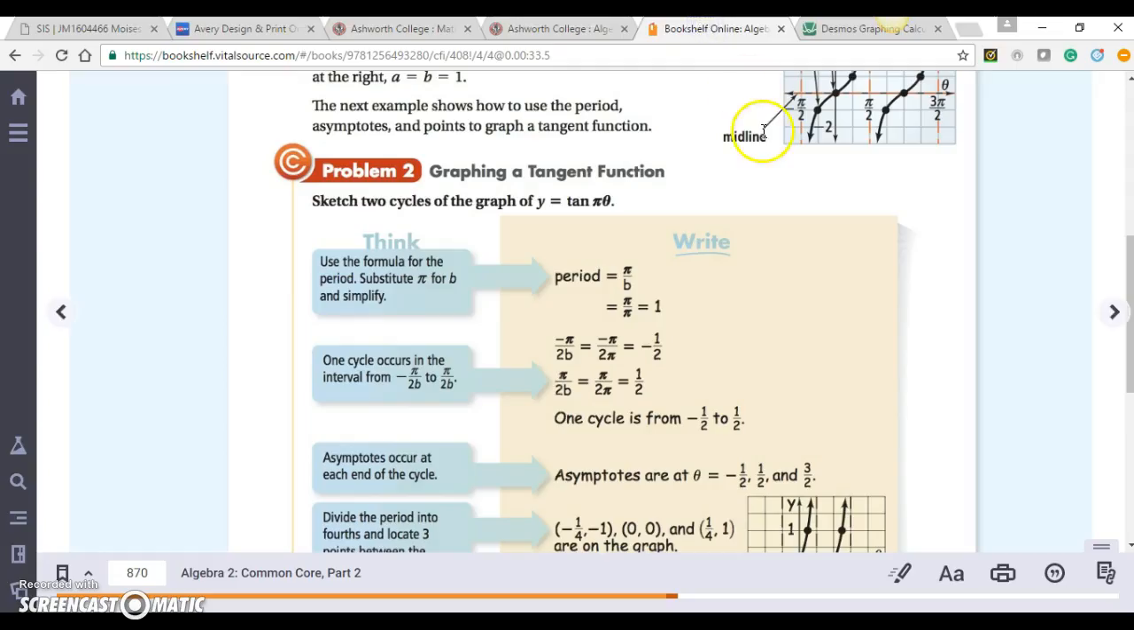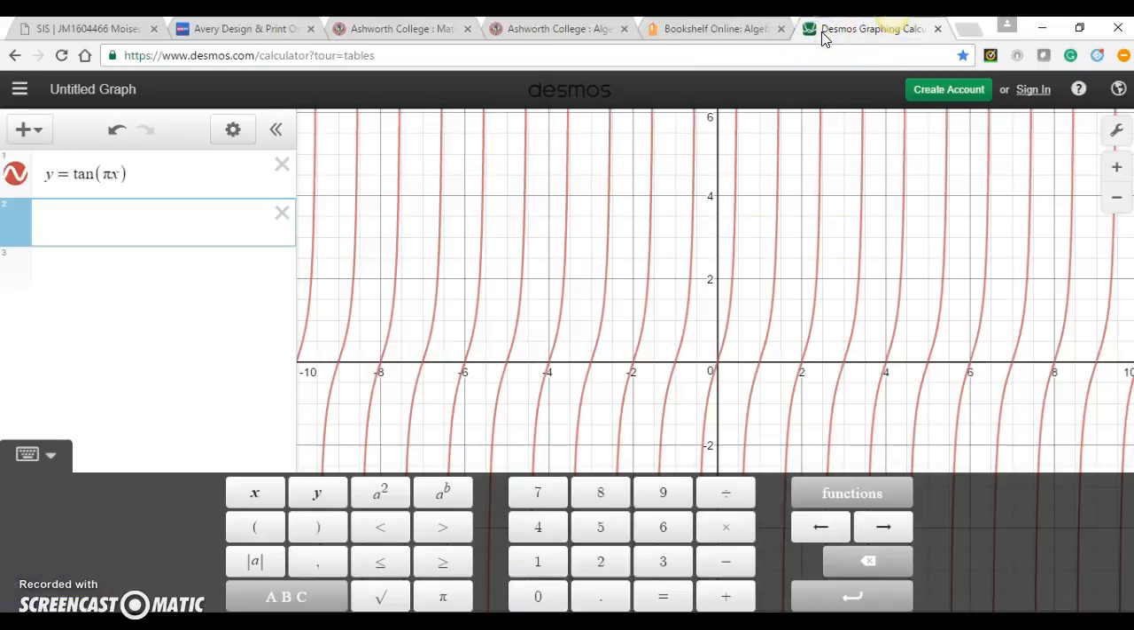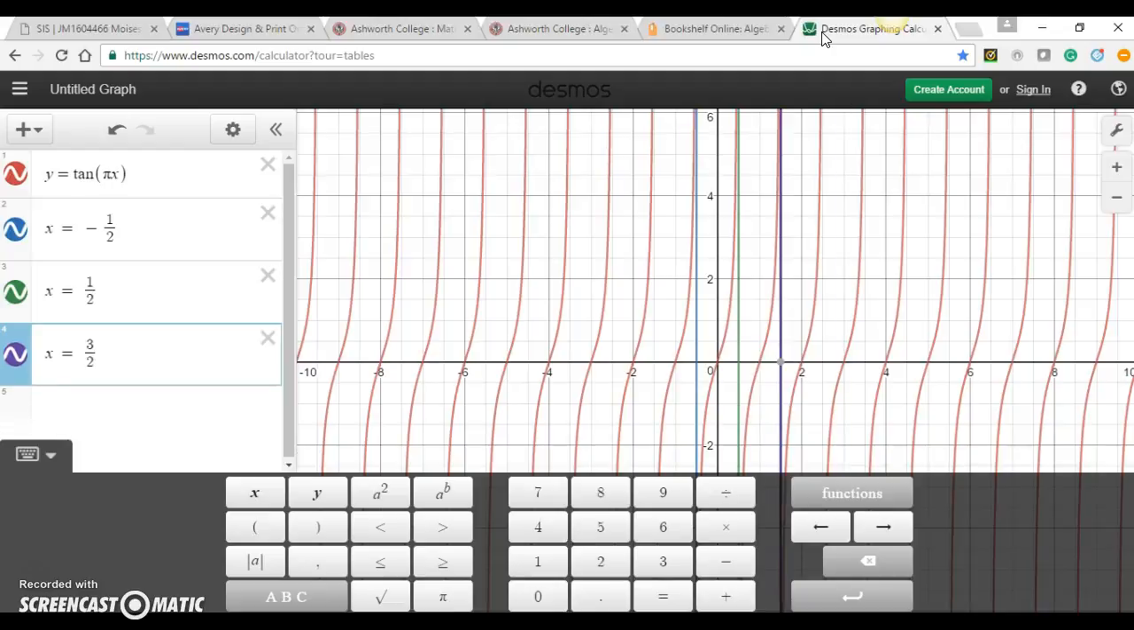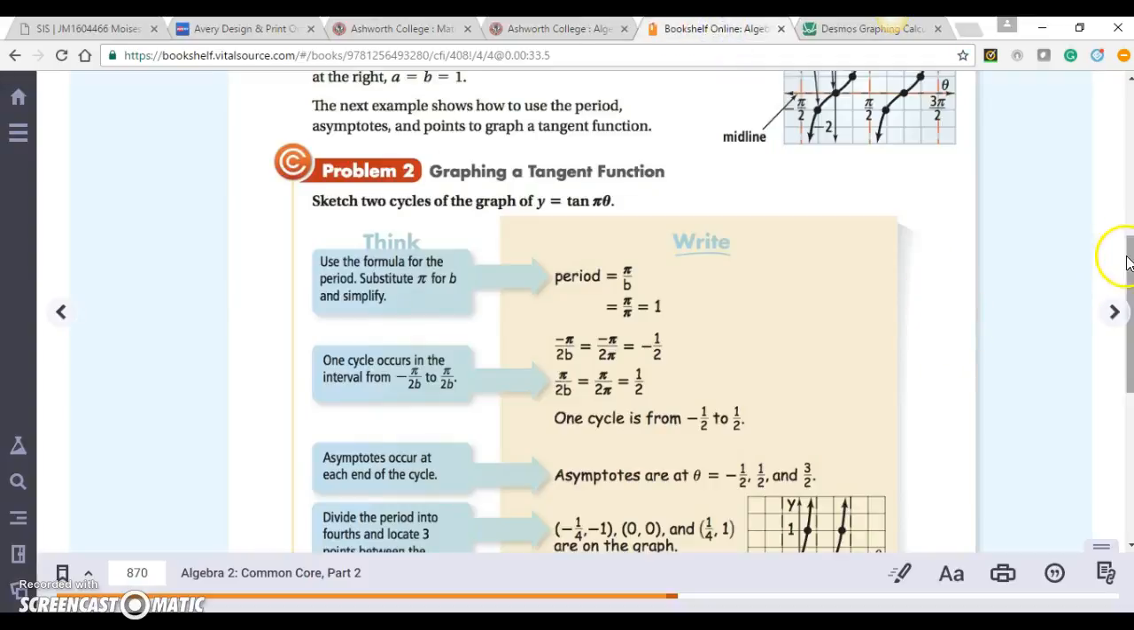Our boundaries, these are our asymptotes actually, are x equals negative 1 over 2, x equals 1 over 2, and x equals 3 over 2. So those are our boundaries. And so this is one cycle, and this is 2 cycles. So this is the only part of the graph that they're asking for. Okay? Also, really good to know.